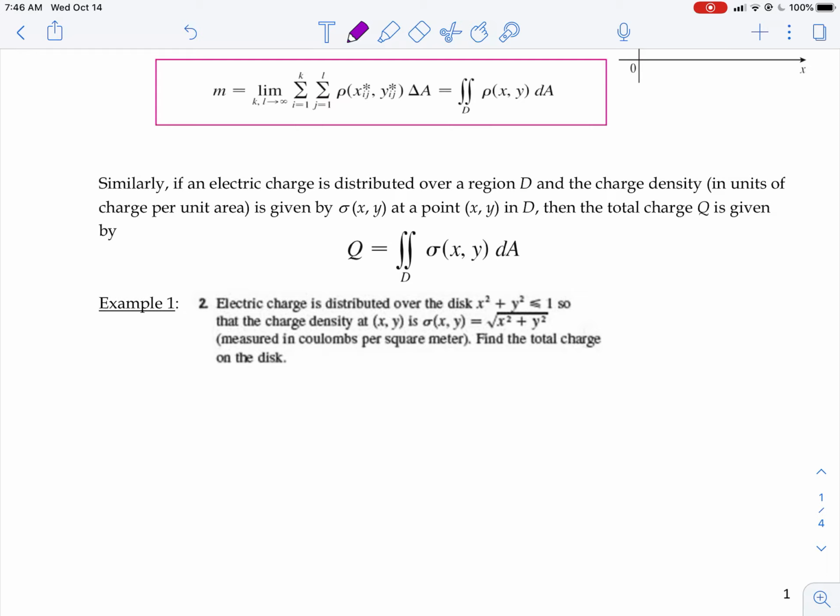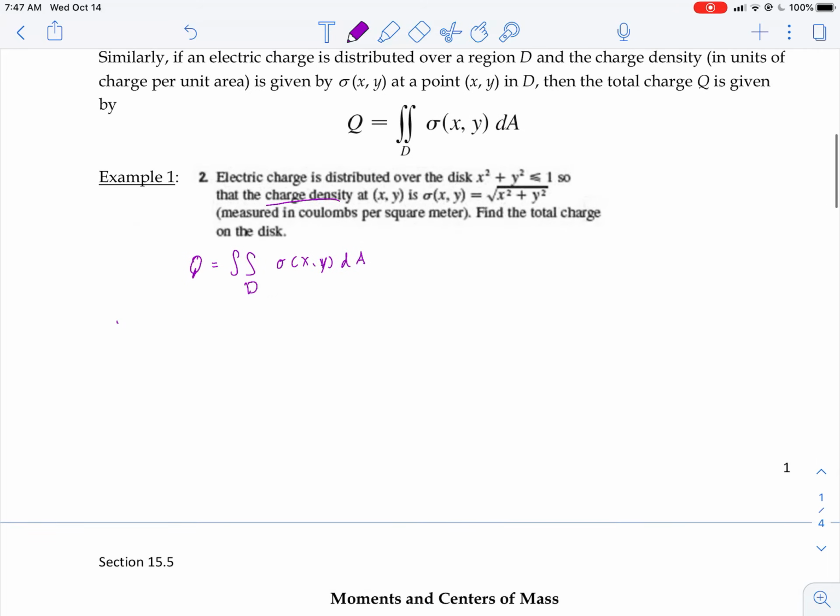All right, so let's go ahead and do this. If I want to find the total charge, all I need to do is take the double integral of our sigma function over our region. That's an ugly sigma. And that's all I need to do. So let's go ahead and take the double integral.